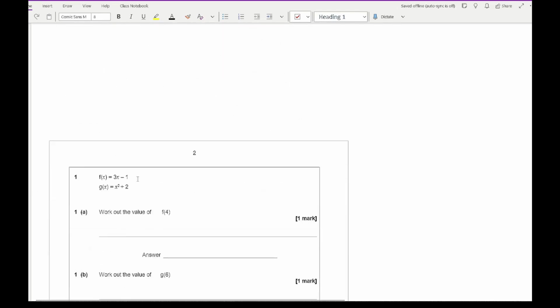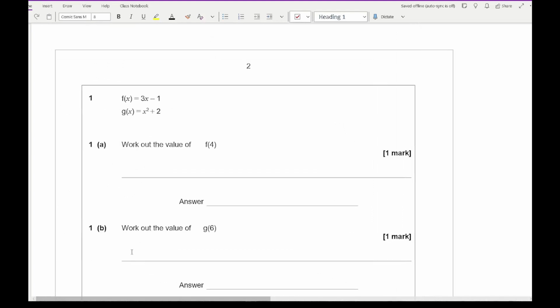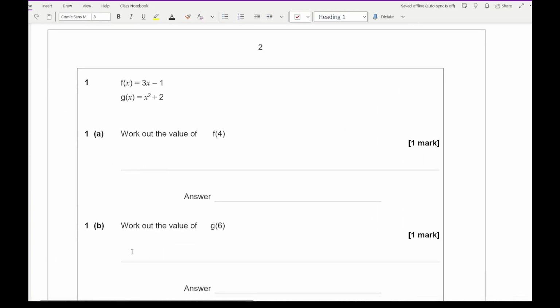So let's get started on these questions. Let's first of all zoom in just to make sure that we can see it on the screen. So question 1 says f of x equals 3x minus 1, g of x equals x squared plus 2. Work out the value of f of 4.